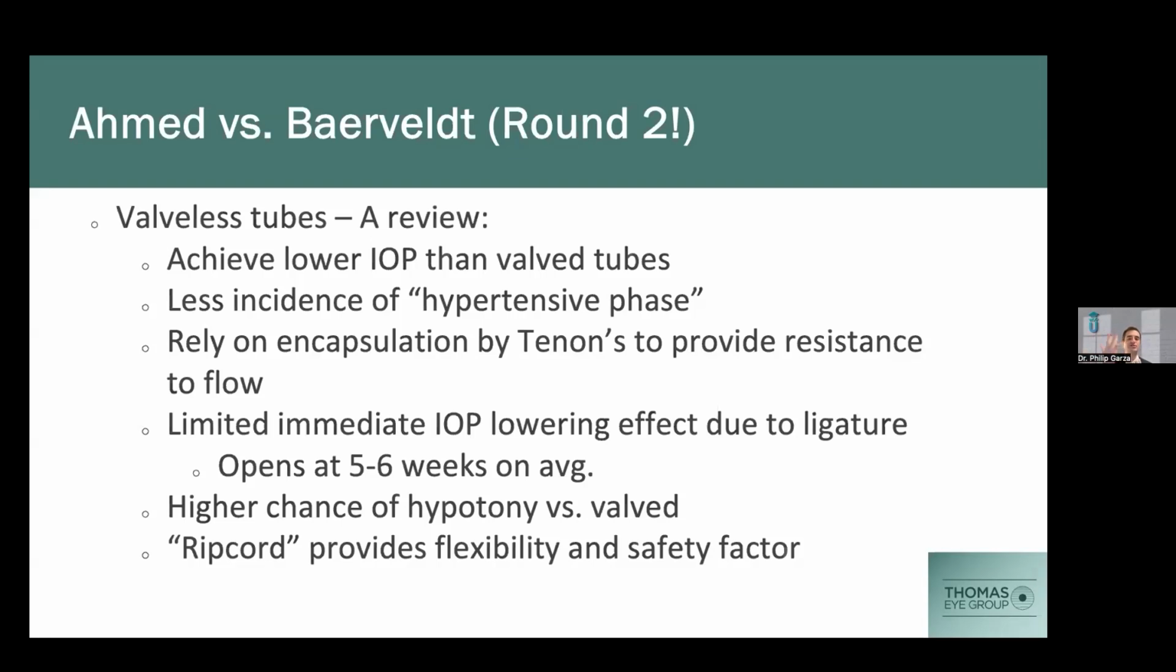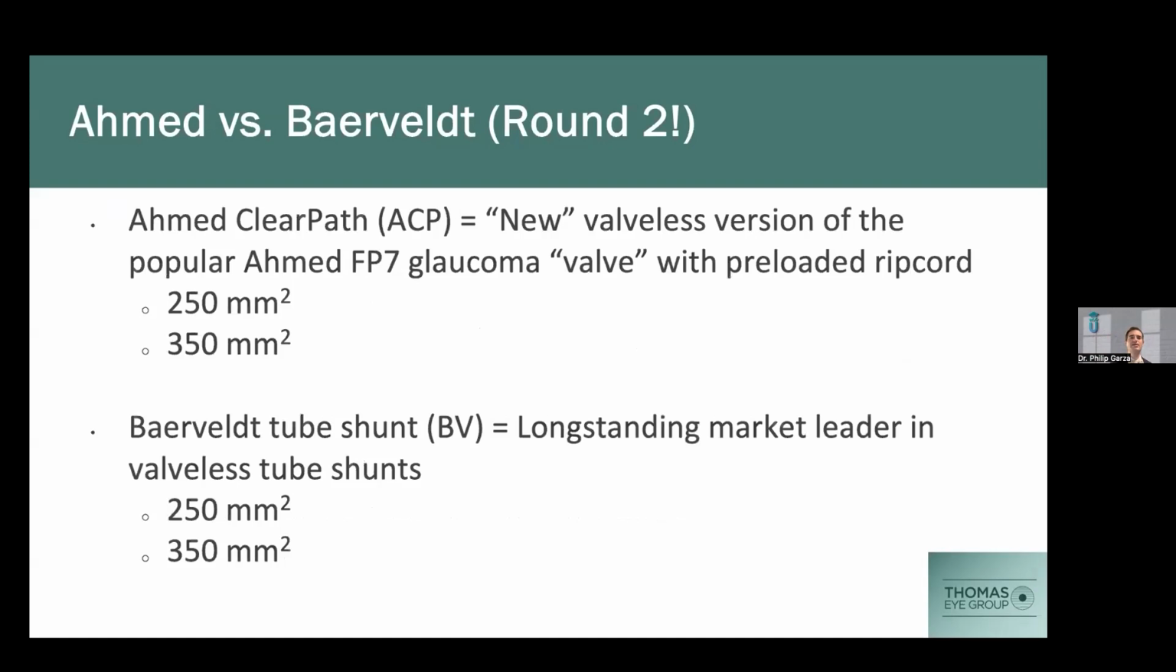That ligature is usually a Vicryl suture that opens at 5 to 6 weeks. There is technically a higher chance of hypotony versus valve tubes, but you can put a ripcord suture down the barrel of these tubes that you can pull out later at the slit lamp that provides some safety factor and flexibility for hypotony.